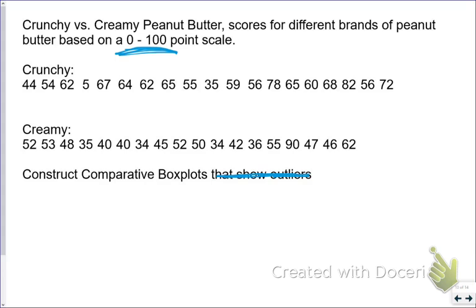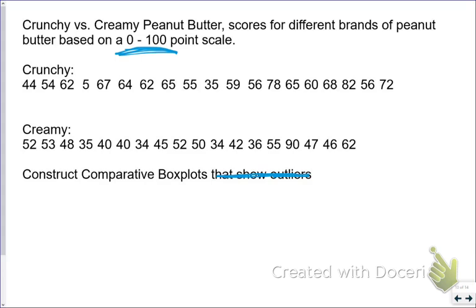So I already did that. Pause it if you need to. And we want to get the 5-number summary for both sets. So we need the 5-number summary for crunchy, the 5-number summary for creamy, and then we're going to make comparative box plots. So pause it and do that.